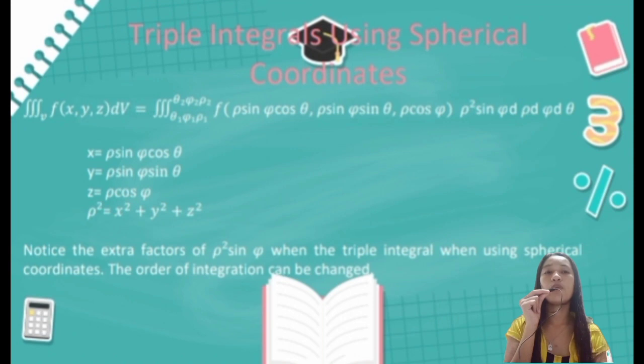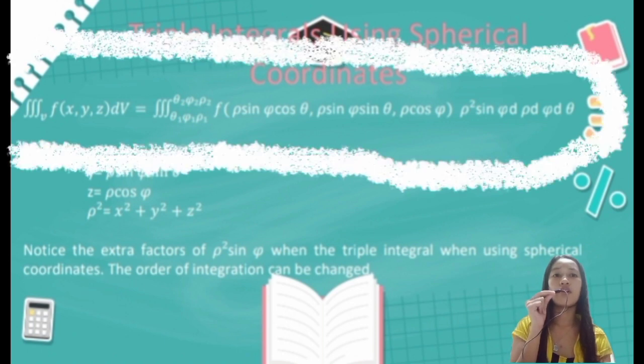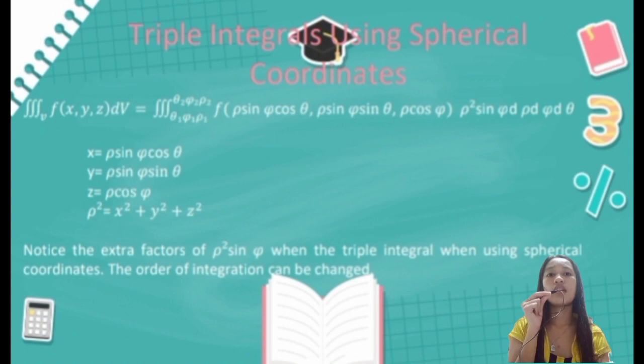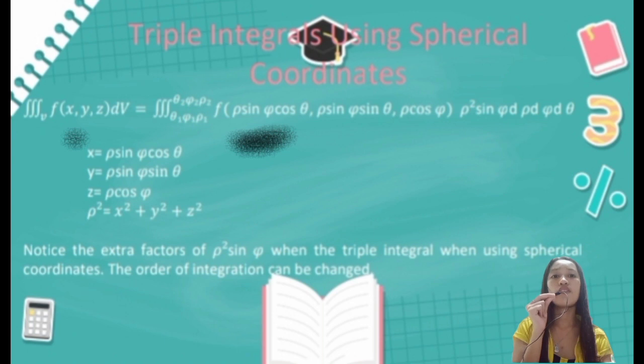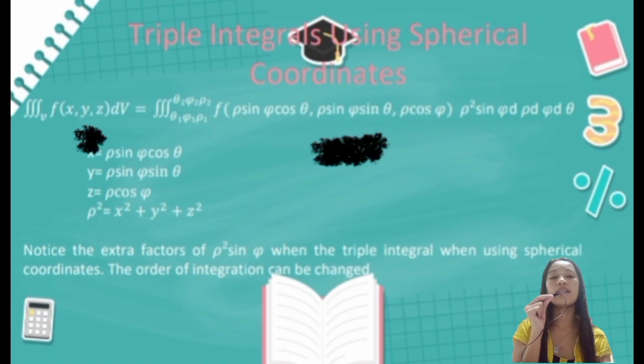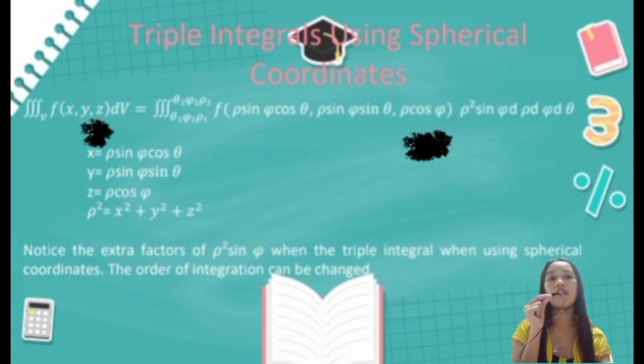Take a look at triple integrals using spherical coordinates. If we have a triple integral in rectangular form, as we see here, this is how we write it in spherical coordinates. There are several things that we should recognize here. First, the function must be expressed in spherical coordinates, where x is equal to rho sine phi cosine theta, y is equal to rho sine phi sine theta, and z is equal to rho cosine phi.